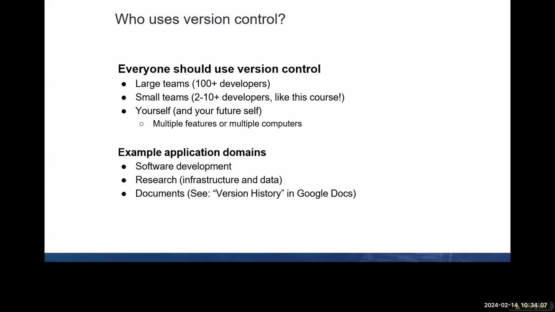So some examples, for example, we have software development, research, and it's really beneficial when we are doing some research, infrastructure and data, etc. Some documents here, like the version history in Google Docs.